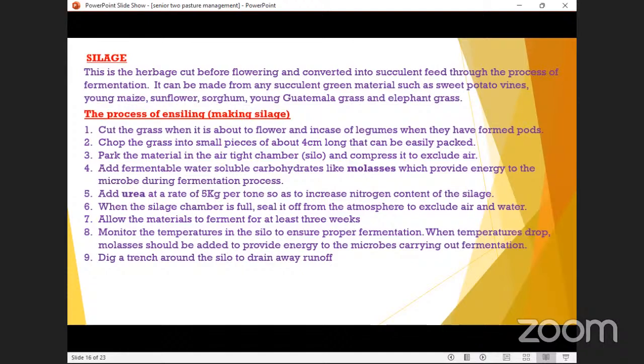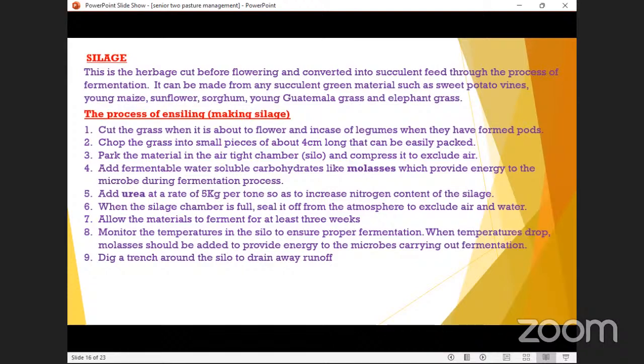You have to make sure that you monitor the temperatures in the silo. How do you monitor? Why should you? To ensure that proper fermentation is taking place. When temperatures drop, molasses should be added to provide energy. When it is too cold, make sure that you add some molasses to create energy. Molasses act just like glucose. They give energy to the microorganisms to carry out fermentation.